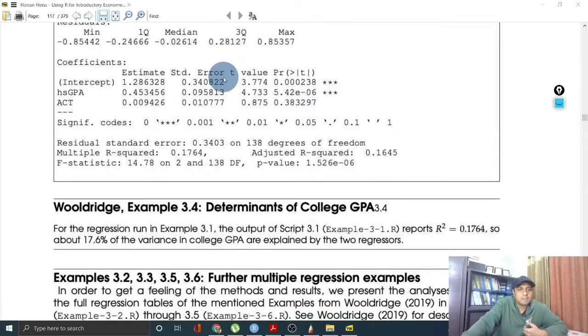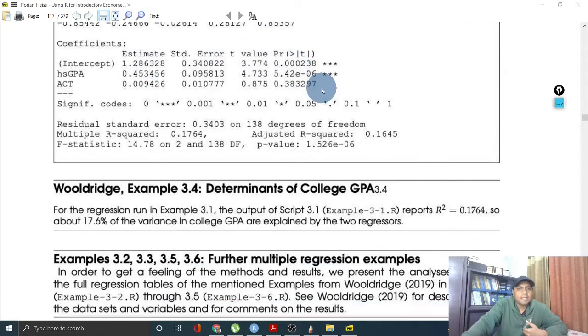The same goes for the standard error, t value, and p value, and in the p value column you can see the star marks. They show your significance level, whether it is 5% or 1%. Of course it gives you the standard error and t value. You can calculate it using the standard error and t values, but by looking at the p value you can easily say that the intercept is highly significant. Then high school GPA is also highly significant, however the SAT score is not highly significant.